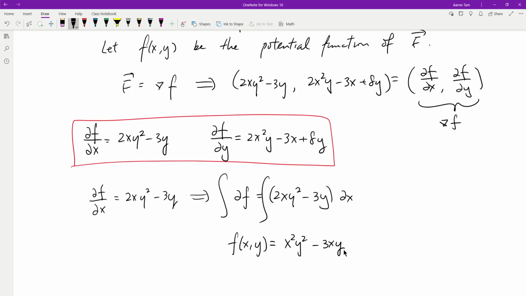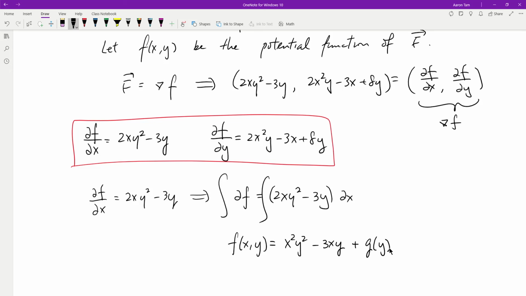Because of that, not only constants are considered to be constant, but when I differentiate with respect to x, any function that only has y in it is also considered to be constant. So in this scenario, what I'm adding is not a constant, but what is considered to be constant when I differentiate with respect to x. And that would be some function of y. So g is a function purely of y that has no x in it, because if there's an x, it will change the partial derivative df over dx.